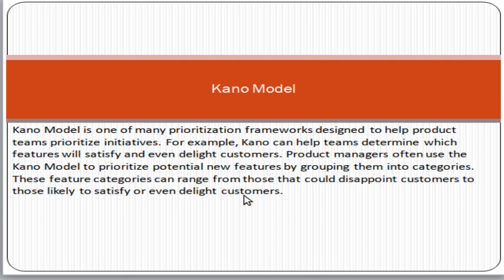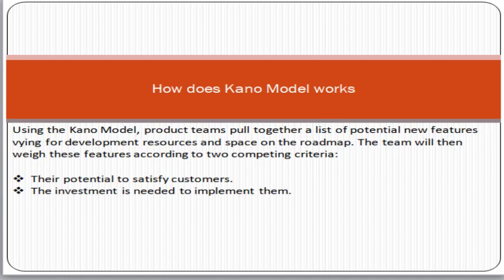Basically, the Kano model says that we divide the requirements of the customer with respect to whether the feature delights or disappoints the customer. Basically, it is a categorization of the customer requirements or user stories. Actually, user stories means the functional requirements which we have to deliver to the customer. Now how does the Kano model work actually?